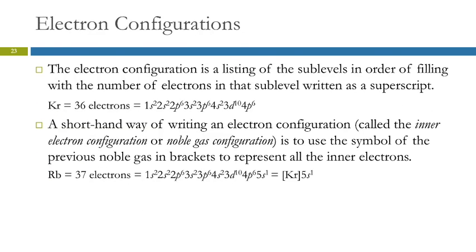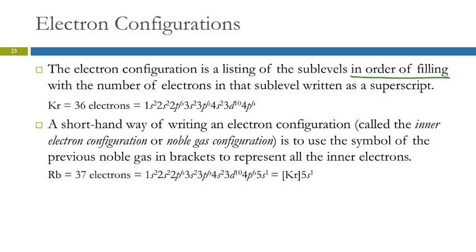Okay, so the electron configuration is just a listing of the sublevels in the order of filling. So you'll notice that 4s comes before 3d. If you switch those around, I'll mark it incorrect, and Mastering Chemistry will say it's wrong also. It has to be in the order of filling. And it has the number of electrons in each sublevel written as a superscript. So you can imagine, here's krypton, that's a lot of letters and numbers. You think about writing the electron configuration for radon, 86 electrons, that's going to get super tedious, right?